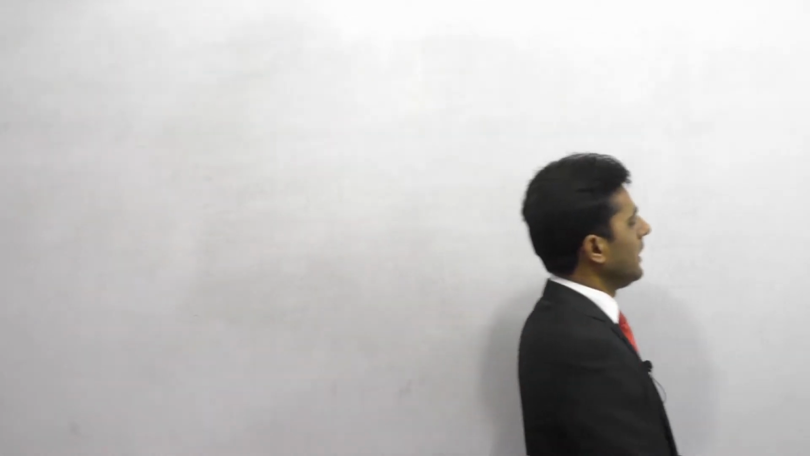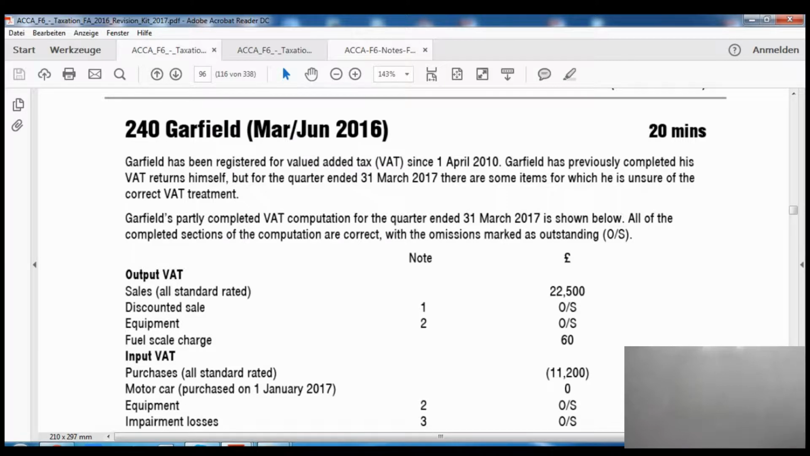Hello everyone, welcome again. In this lecture we are going to start a question which is a past exam paper of value-added tax. I'm just going to share the screen with you so that you can look at the question. It is a BPP exam question. Let me just zoom the question. It is a BPP exam kit and the question number is 240 and its name is Garfield. It was examined in March 2016, so we're going to do this question.